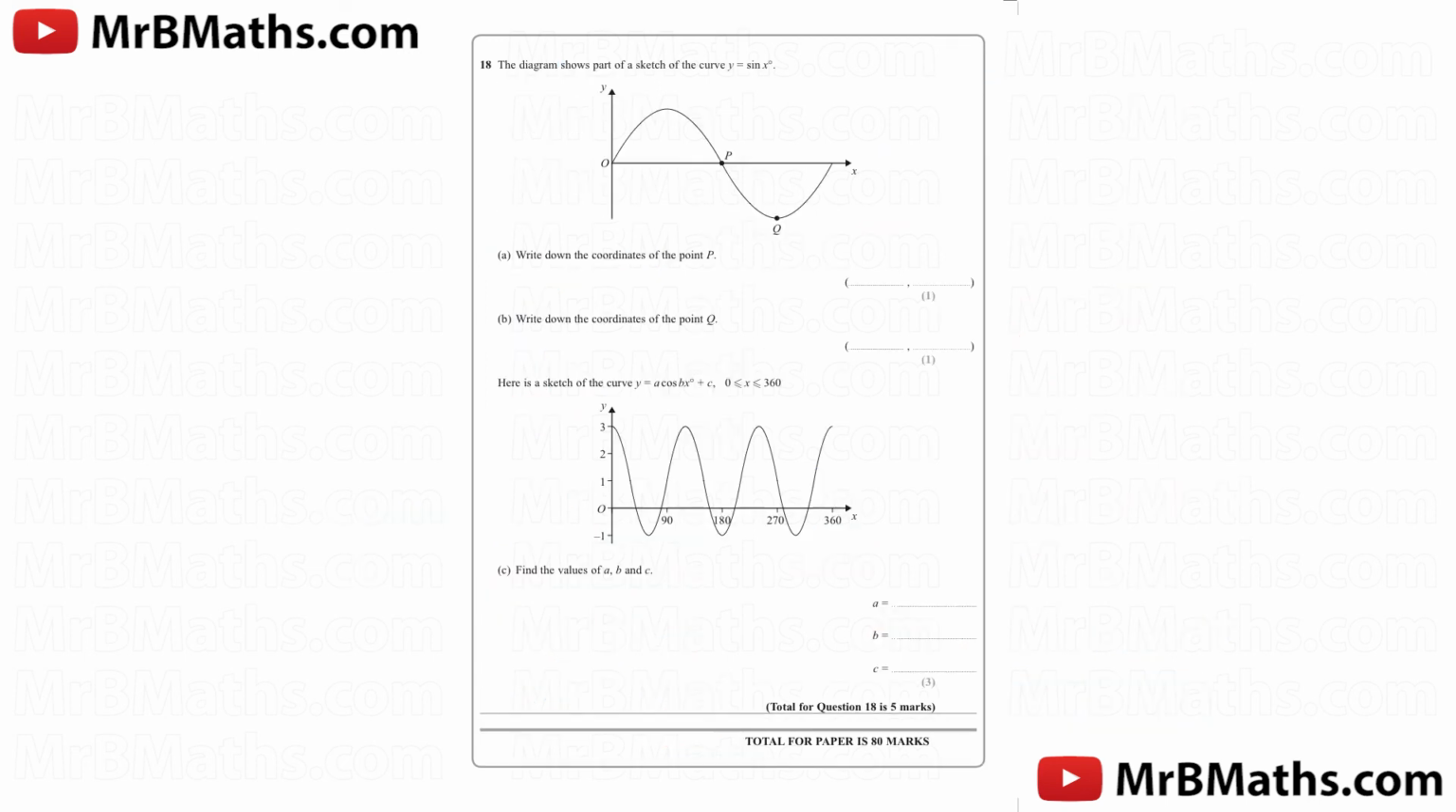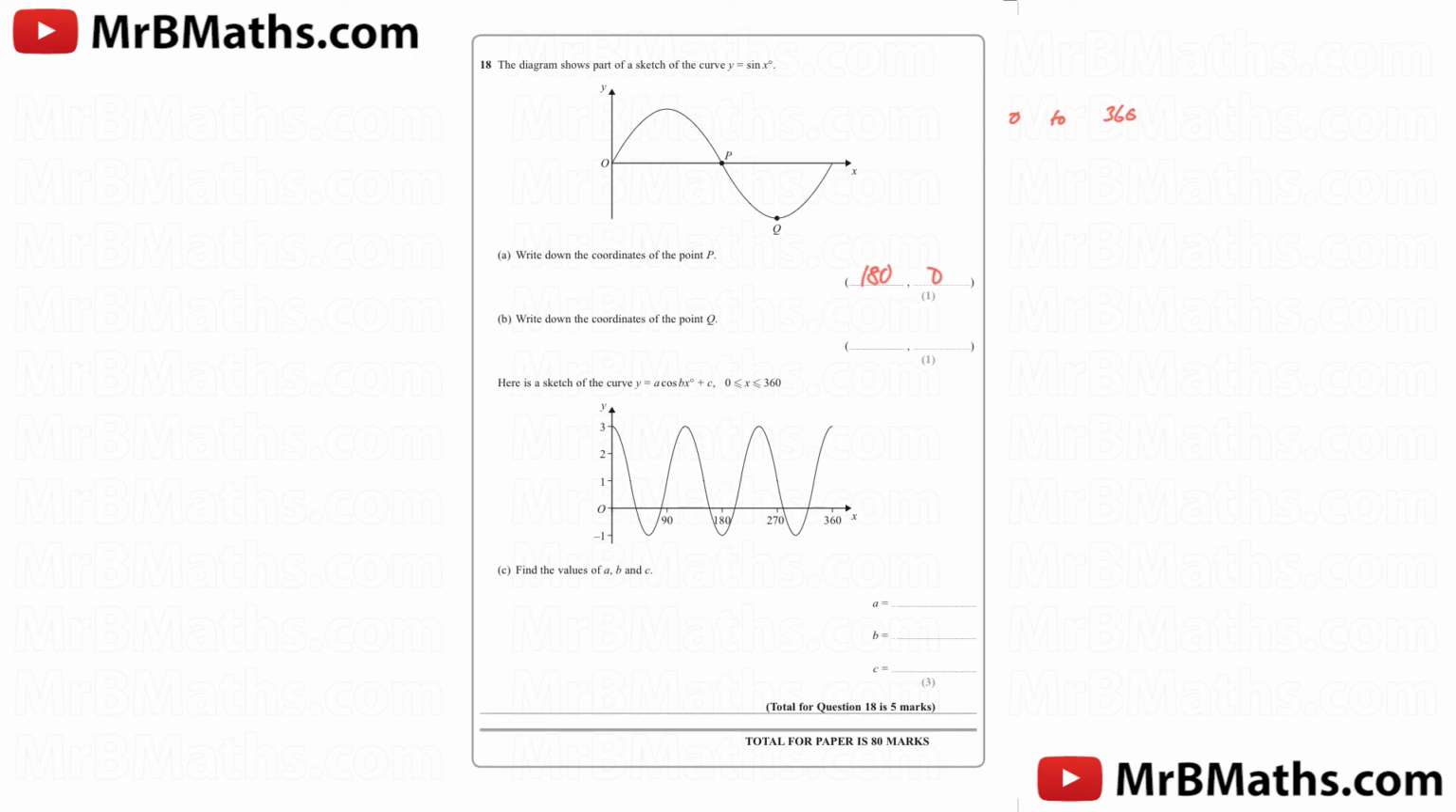Okay, so question 18, we have the sketch of the curve y equals sine x. Write down the coordinates of point P. So it says that it's a sketch of the curve y equals sine x, so it's a normal sine x curve. We know it goes from 0 to 360. So point P is dead on halfway, so therefore our coordinate is going to be 180, 0.